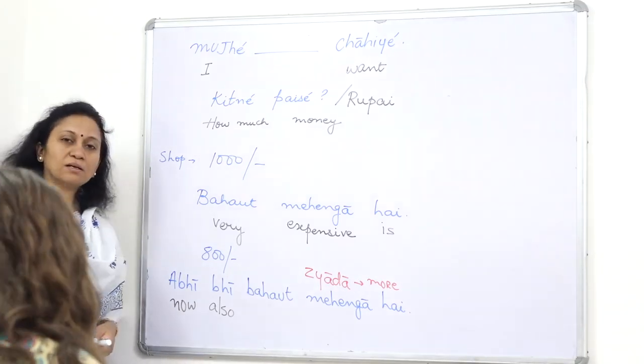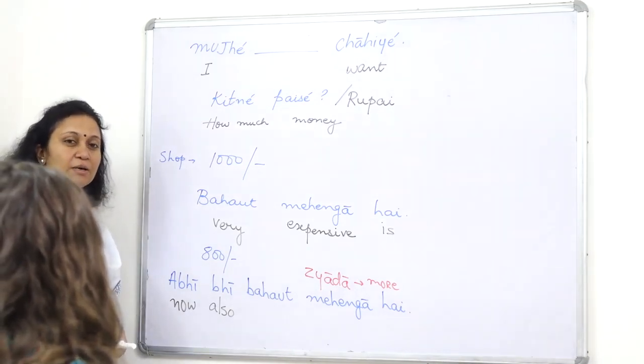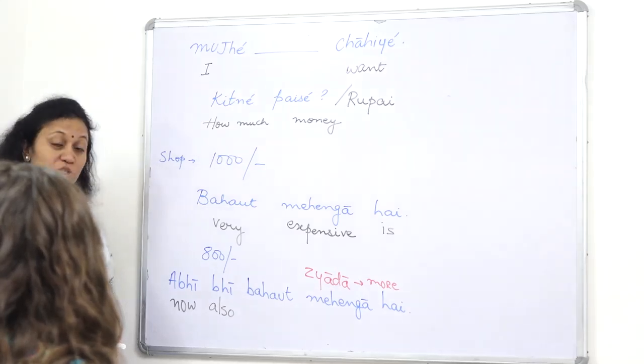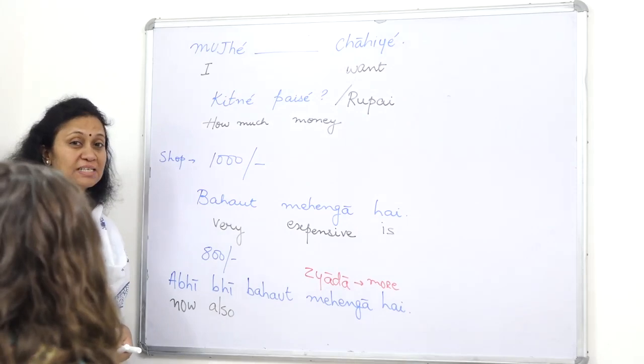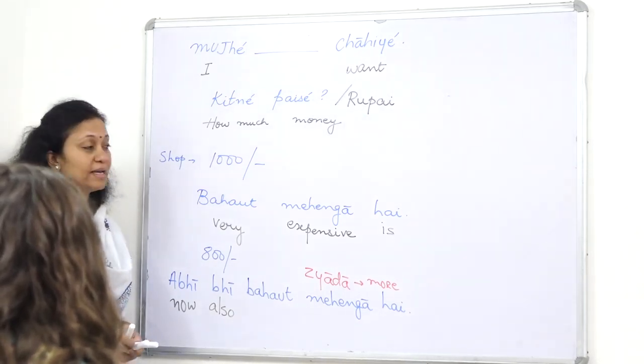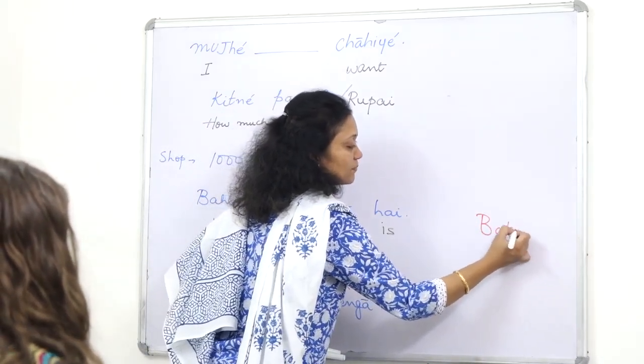Okay. And then you can say at the end, ठीक पैसे बताओ. ठीक is fine, which can also be like correct. पैसे is money. बताओ is please tell. It comes from the verb बताना, which is to tell.